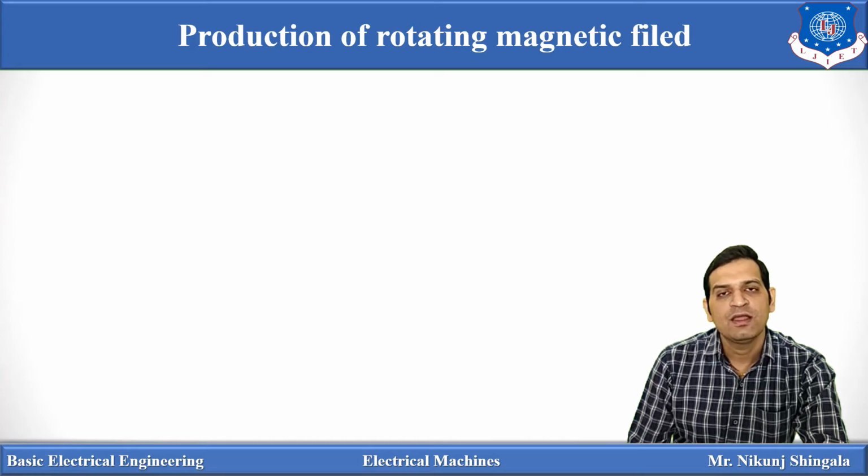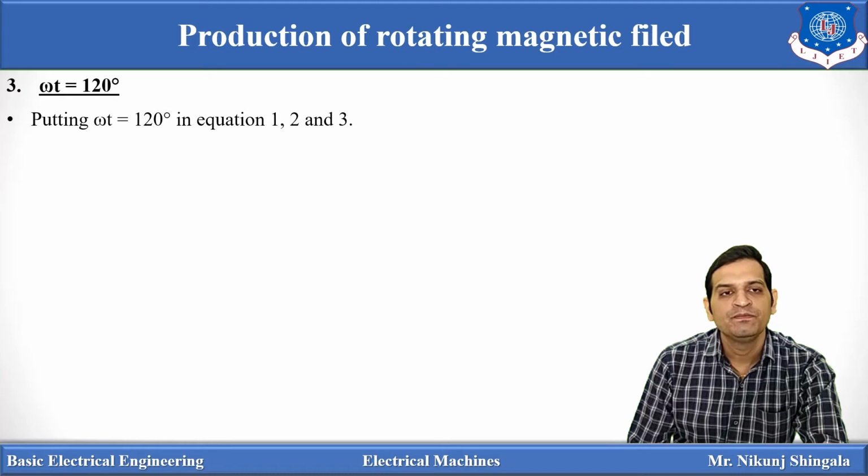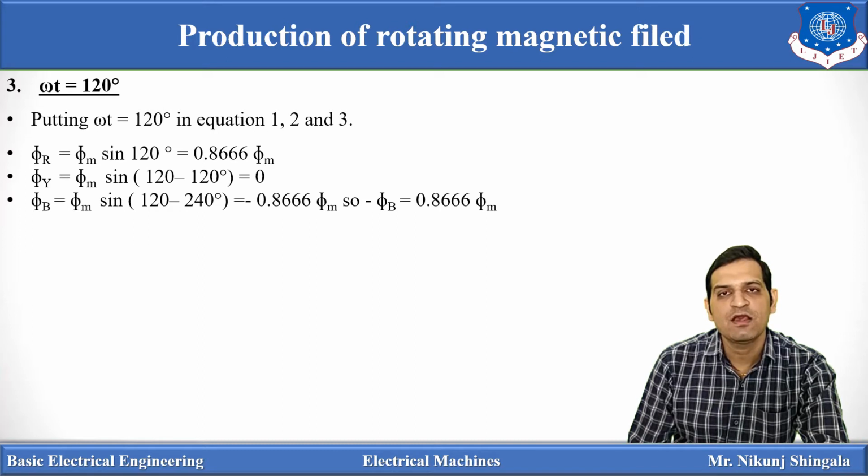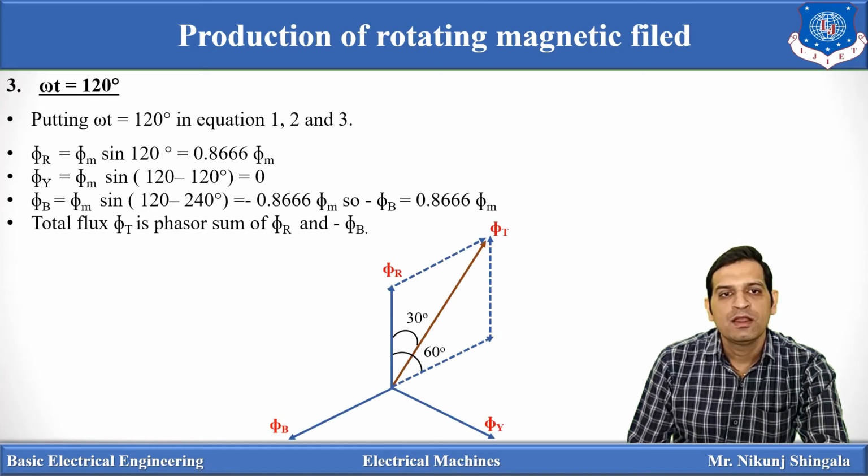Now moving towards the next value, that is the omega t equal to 120 degree instant. So putting this value in equations 1, 2 and 3, we are getting phi r is equal to phi m sin 120, that is 0.866 phi m, phi y is equal to phi m sin (120 minus 120), that is 0, phi b is equal to phi m sin (120 minus 240) degrees, that is sine of minus 120 degrees, that is minus 0.866 phi m. So minus phi b is equal to 0.866 phi m. Now the resultant flux phi t can be found using the phasor sum of phi r and minus phi b.